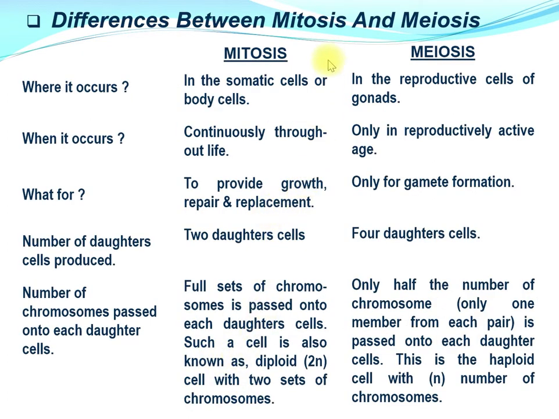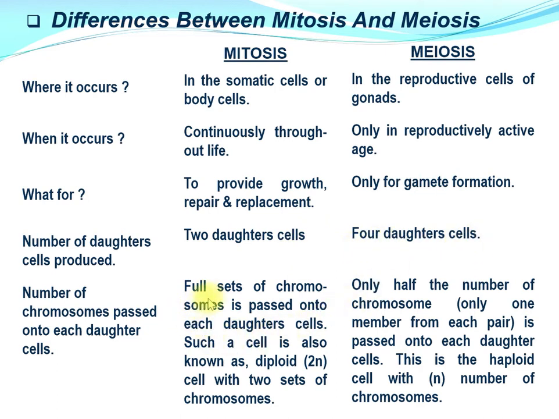Now we come to the differences, which are sometimes asked, between mitotic and meiotic cell division. Mitosis occurs in the somatic or body cells, meiosis in the reproductive cells of gonads, or meiocytes. Mitosis occurs continuously throughout life, but meiosis only occurs in the reproductive age. Mitosis provides growth, repair, and replacement. This is its significance, but meiosis is responsible only for gamete formation. Two daughter cells are produced at the end of mitotic division, whereas in meiosis, four daughter cells are produced.